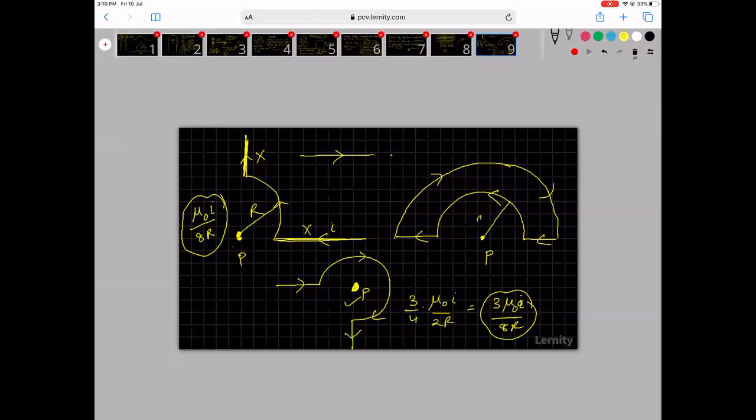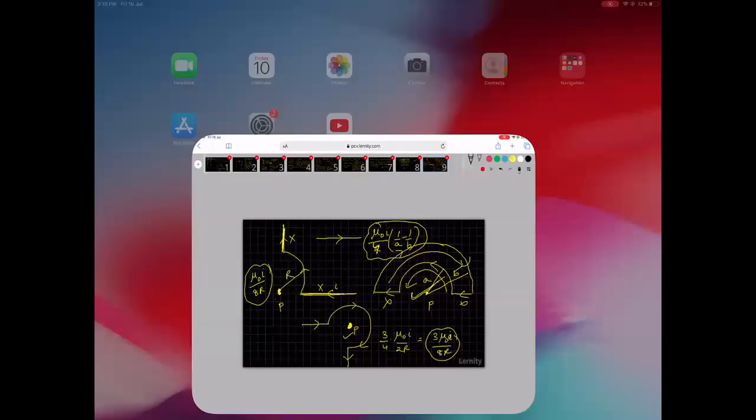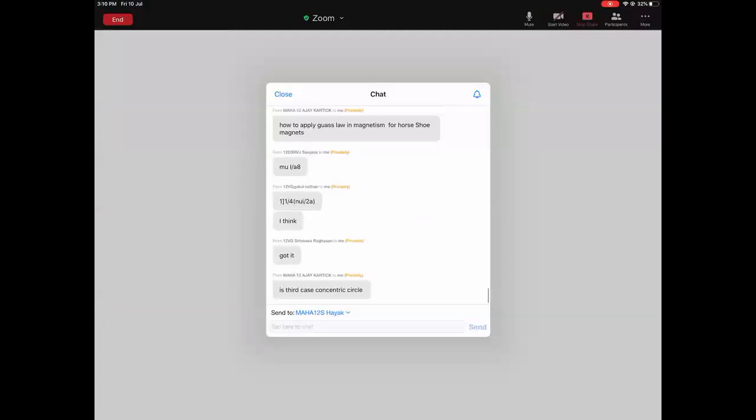Okay. Here, if this circle is A, this circle is B. This is anti-clockwise, positive. This is clockwise, negative. No magnetic field from the straight parts. So mu naught I by 4, because it's half a circle, times 1 by A minus 1 by B. So this is the magnetic field due to this part. Yeah, in the third case, they have to be concentric circles.